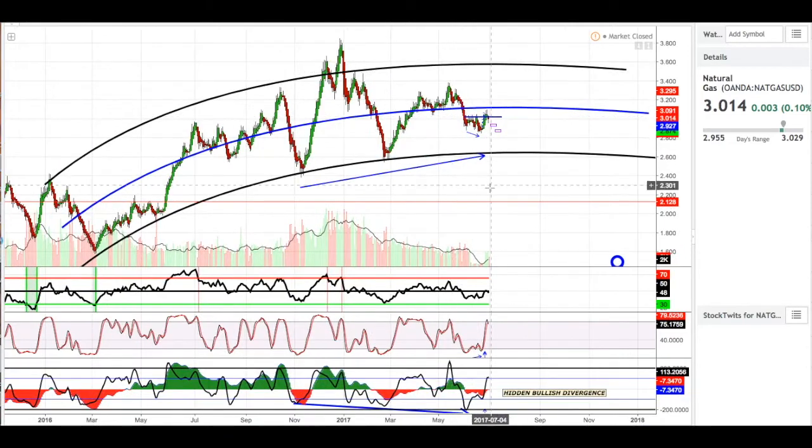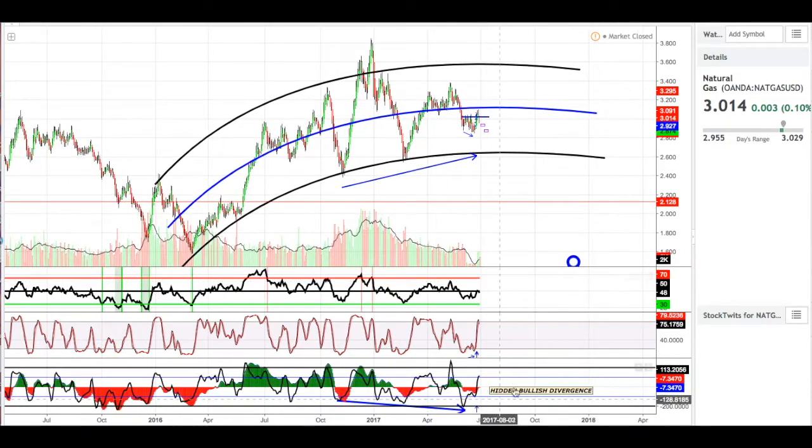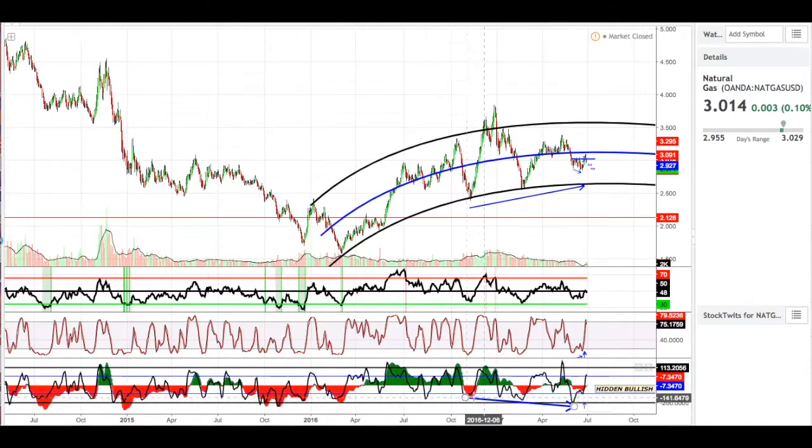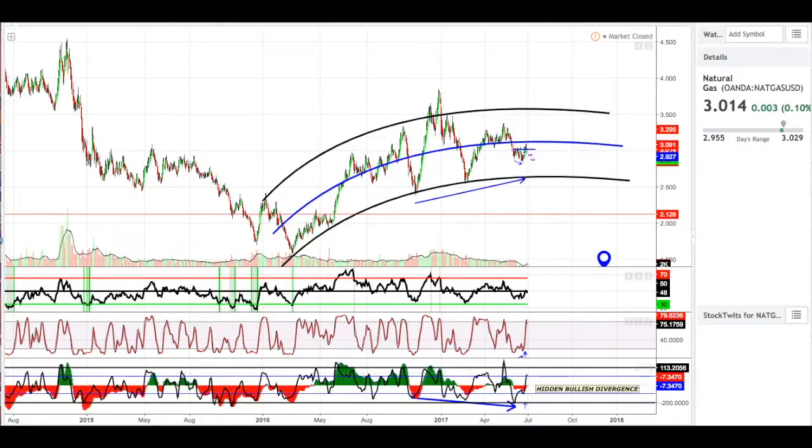Another interesting thing to note here on the daily chart is the hidden bullish divergence that we have here. As far as our CCI goes, we have this black line right here as our bottom, and then we have a lower black line over here while price rises all this way. So this is a hidden bullish divergence.